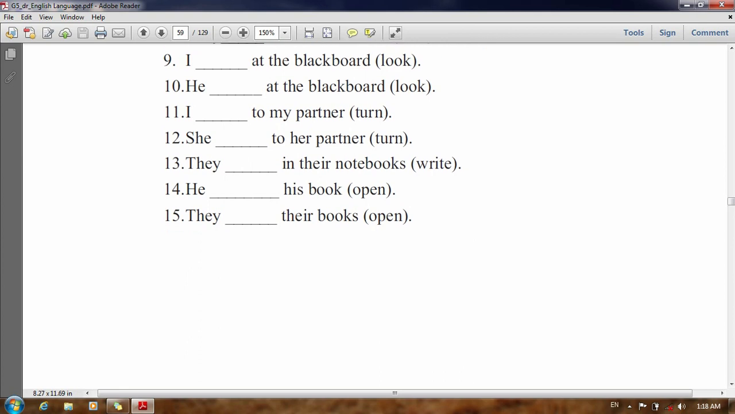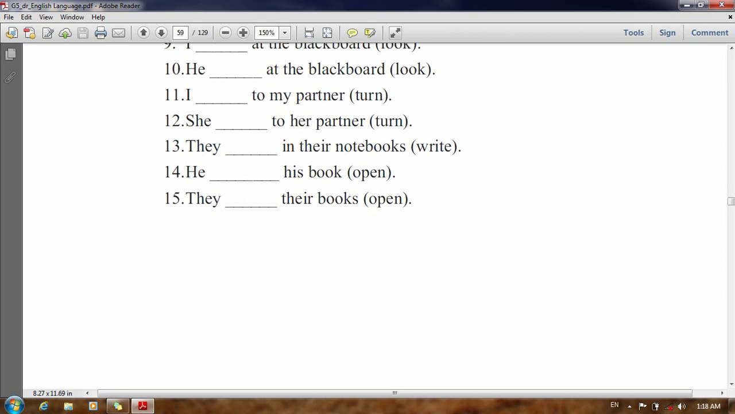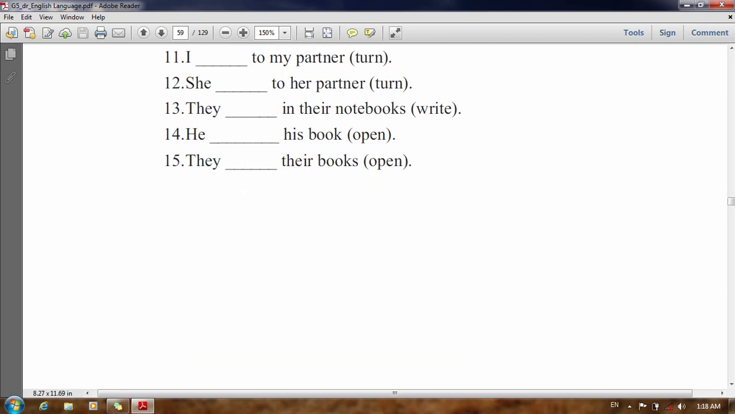He opens his book. They open their books.